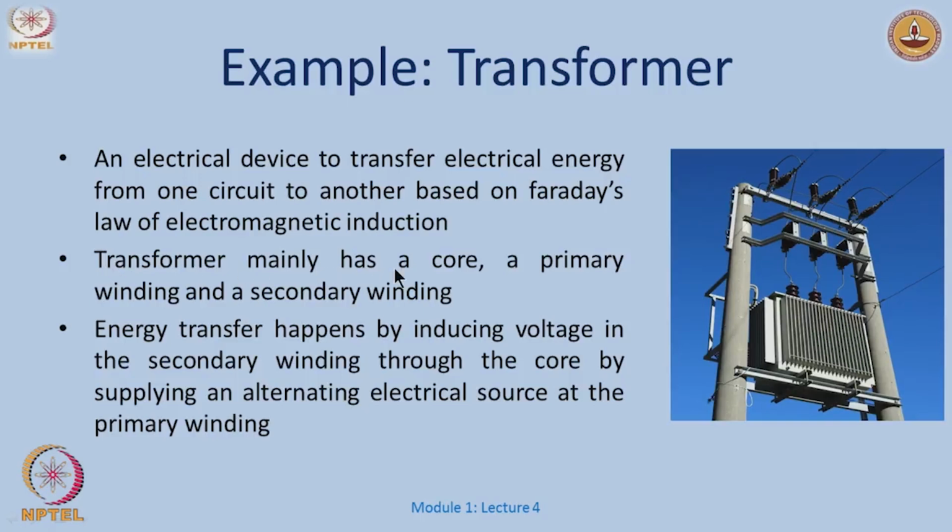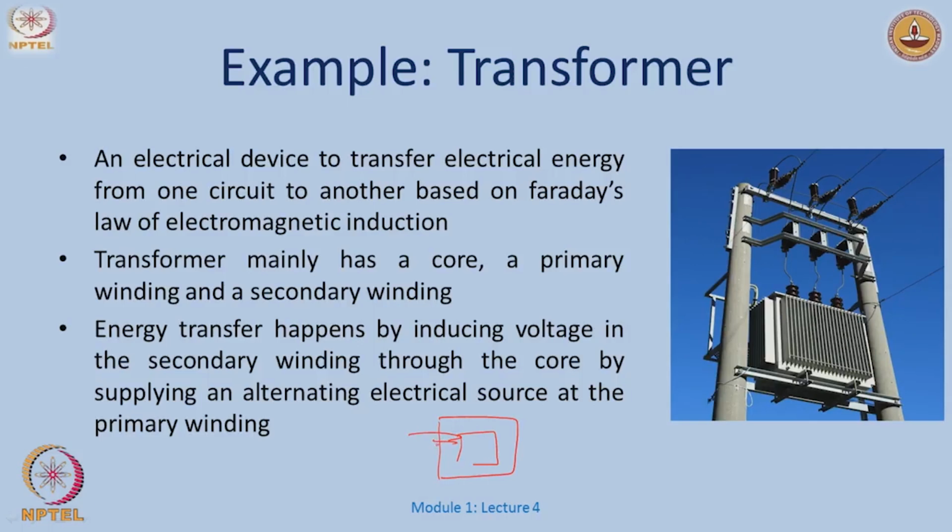Well, it has a core, something called a primary winding and a secondary winding, and energy transfer happens by inducing voltage in the secondary winding via the core. And where does the core get that energy? The core gets its energy through some electrical source in the primary winding, right. So if I just quickly write a very small diagram of this, I could say that this is my core.